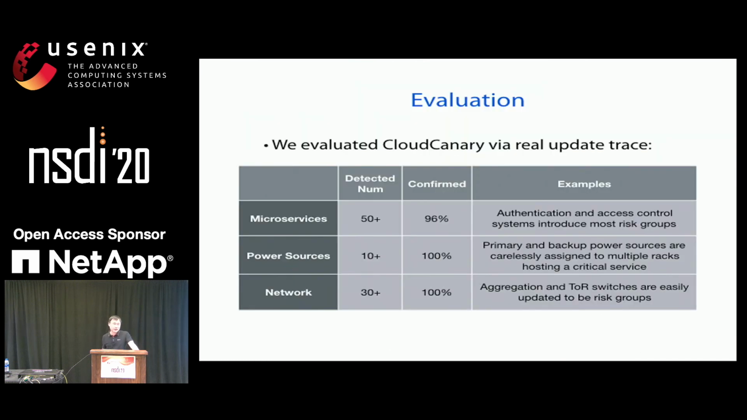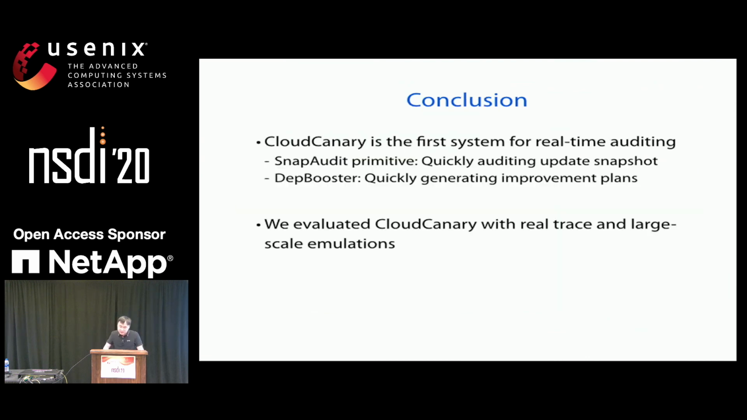We also evaluated CloudCanary using a real data set. We observed that microservices, power sources, and networking components, such as routers and switches, easily become correlated failure risks. And CloudCanary can detect these real risks with near 100% accuracy, and all the detected problems have been confirmed by the operator.